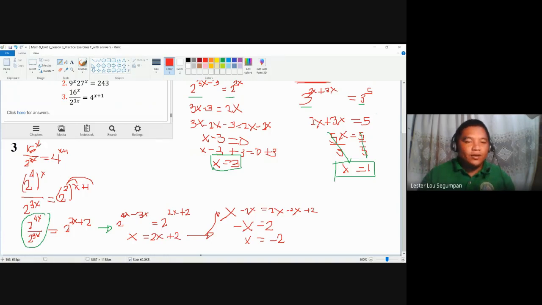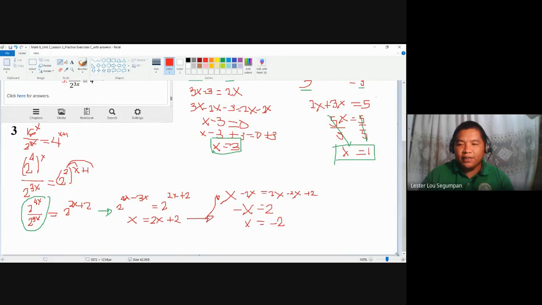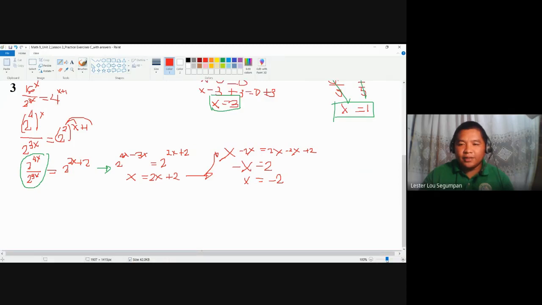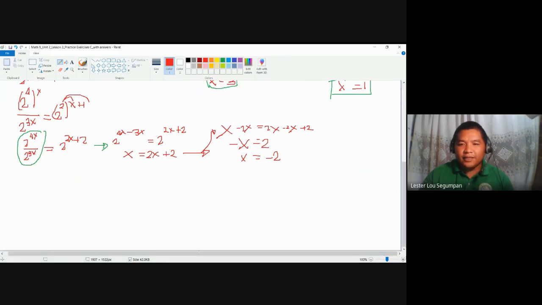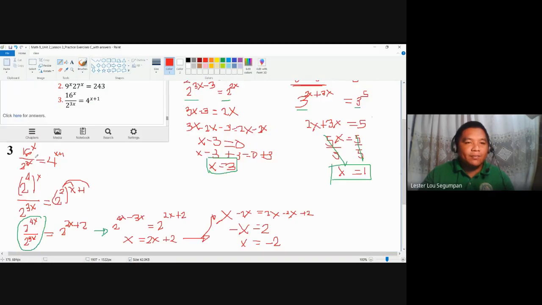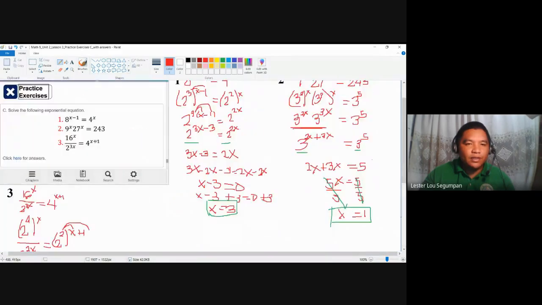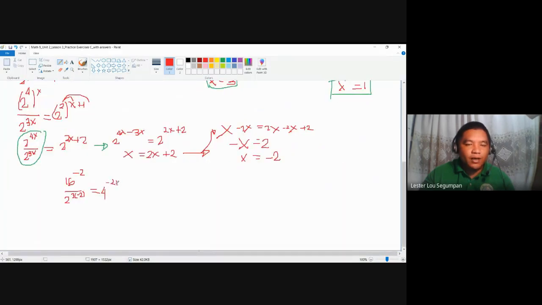Okay? So checking. Let's check. I will show you the checking so that you will be guided. I will just simply need to add more spaces here. Pardon, I was not expecting that the space is not enough. So the given is 16 to the power of x. So we will have here 16 to the power of negative 2 over 2 to the power of 3 times negative 2 is equal to 4 to the power of, this is the given, negative 2 plus 1.